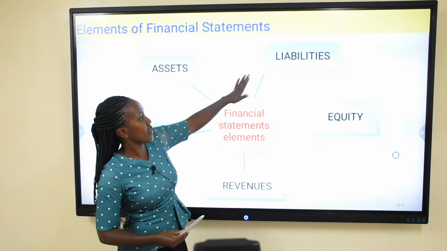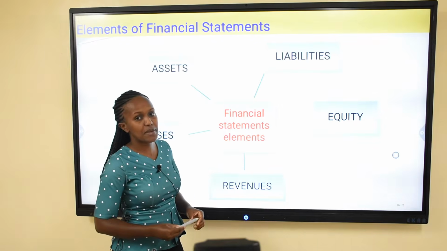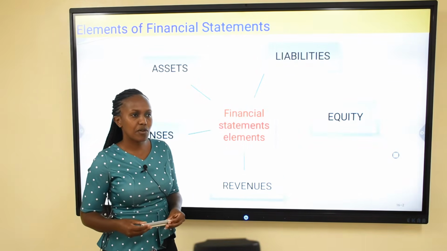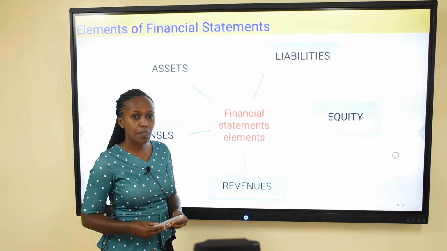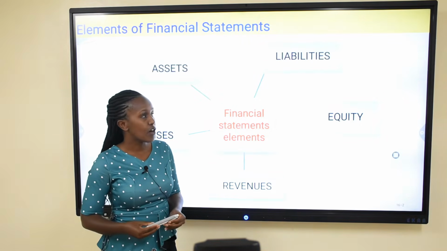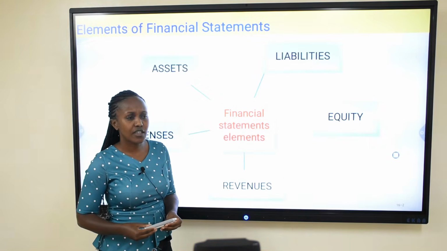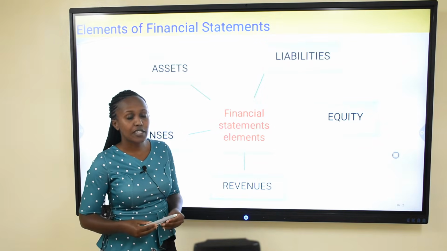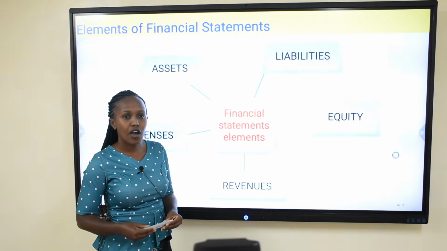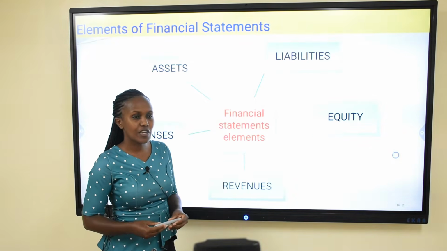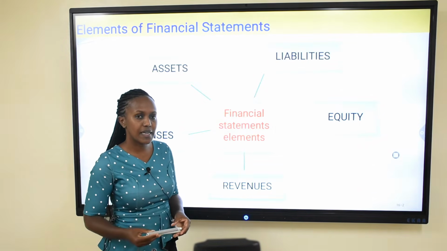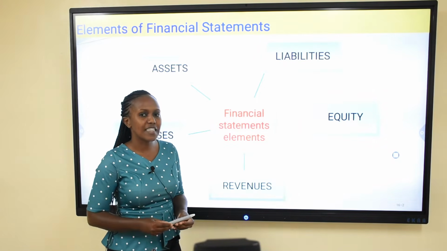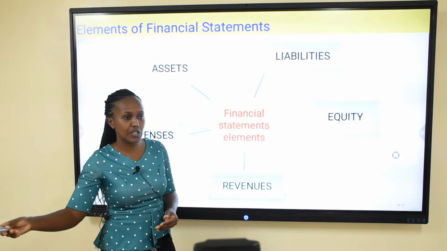Finally, the last element is the liabilities. These are obligations that are payable by the organization in the future. Now, what do we mean by obligations? For example, if the organization has bought goods on credit, so they have bought goods from suppliers on credit, they have not paid for those goods, what we have there is an obligation to pay in the future.